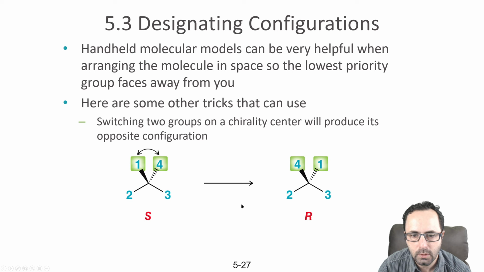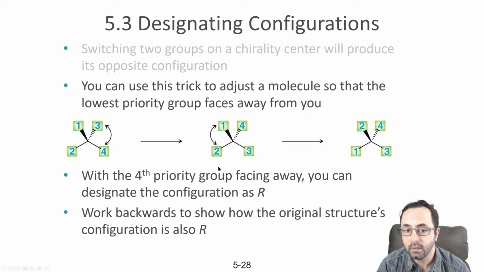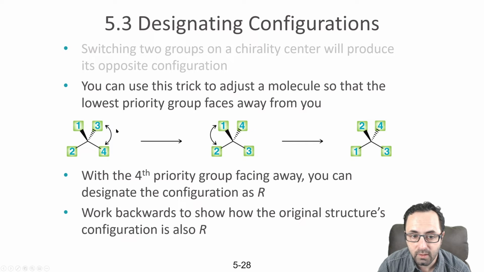So if you want to preserve the RS configuration, you need to do a double swap, okay? So for example, here's an example of a double swap. And it doesn't matter if you swap the ones on the wedge and the dash, you could swap any other one as well. So if we swap the three and the four right here, now we've gone from R to S. So if we want to go back to R, or S, if we want to go back to our original configuration, we have to swap again, to swap the one and the two.